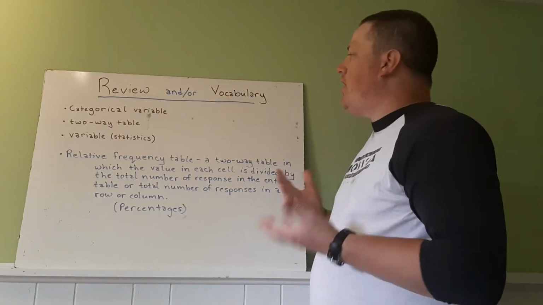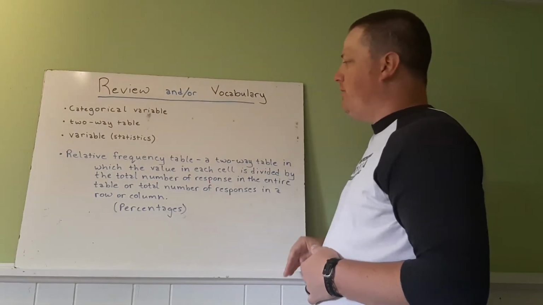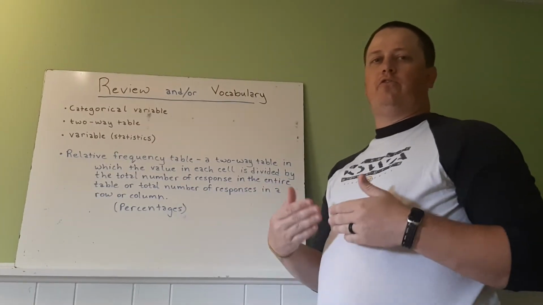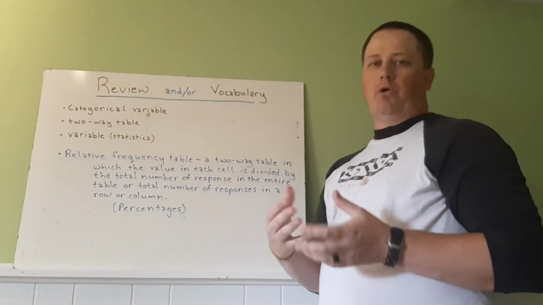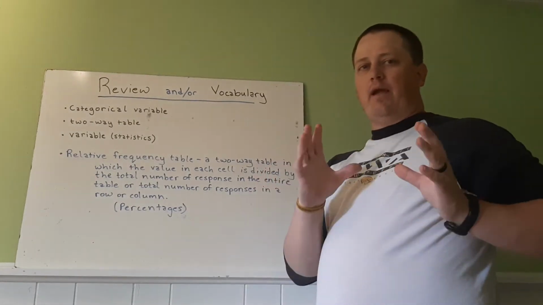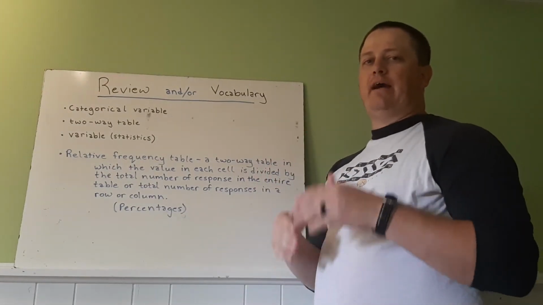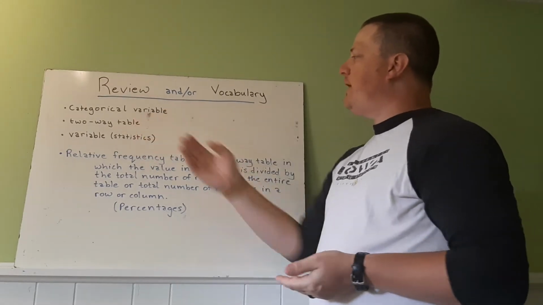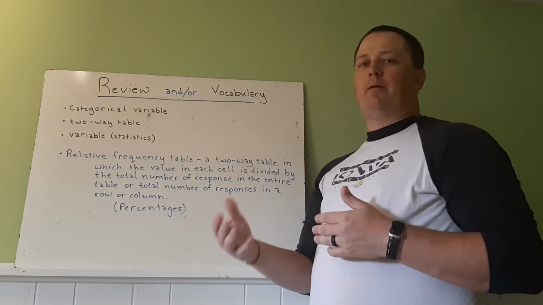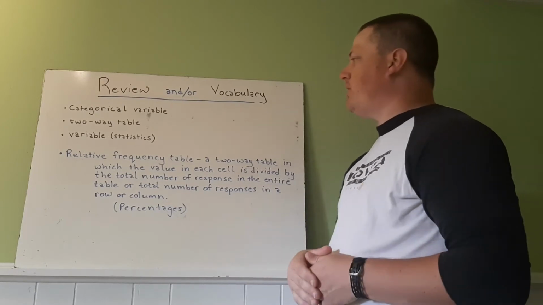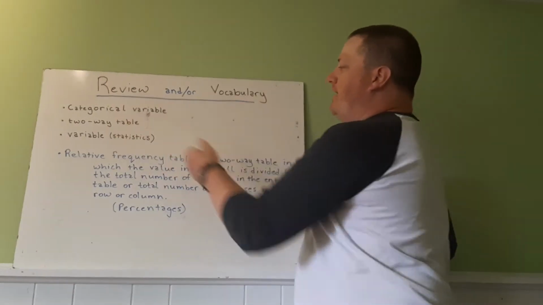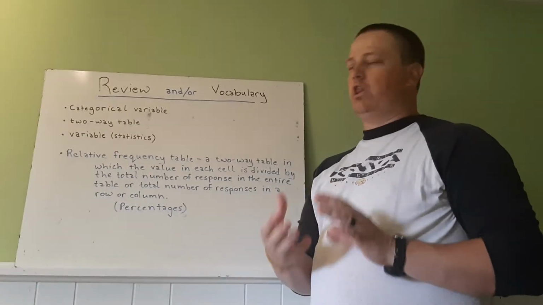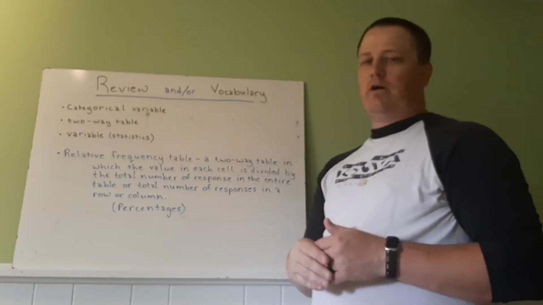Okay, so our vocabulary words, we're adding one. We have categorical variable. Remember, those are categories that can be broken into parts, such as if we want to talk about colors, we can break that down into red, blue, and we can collect data on that. Two-way table is just a way of comparing two categories and how they're broken down. Variable is the particular thing that we're looking at within a categorical situation.